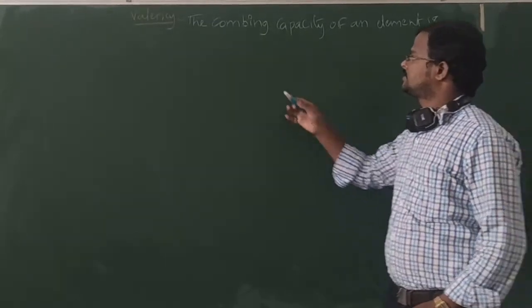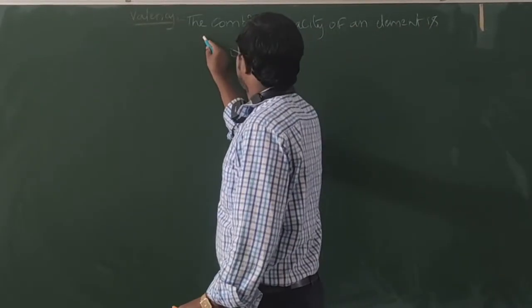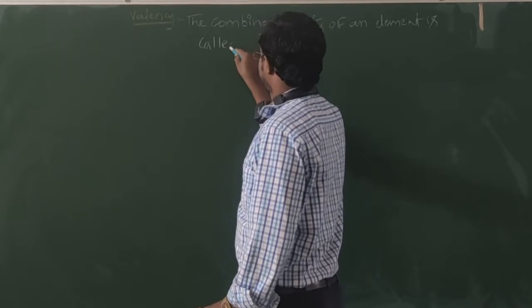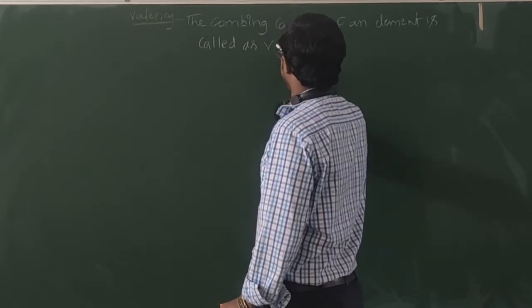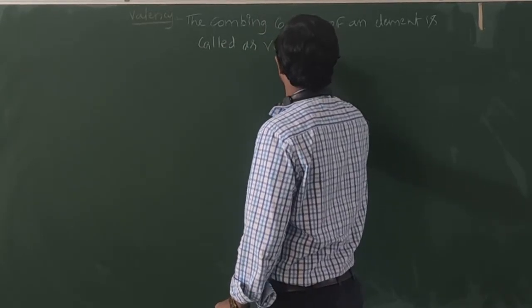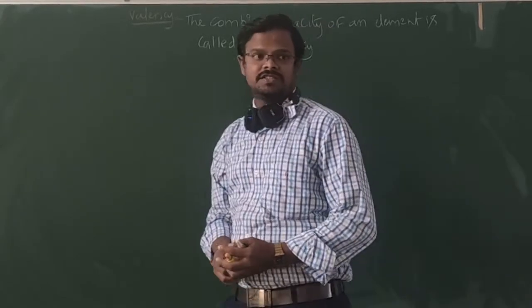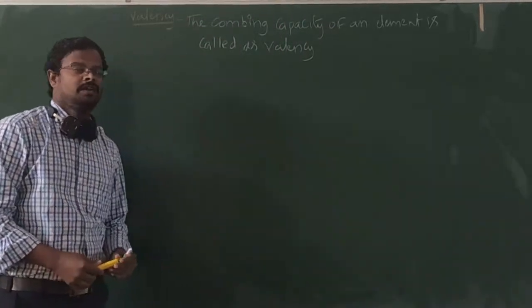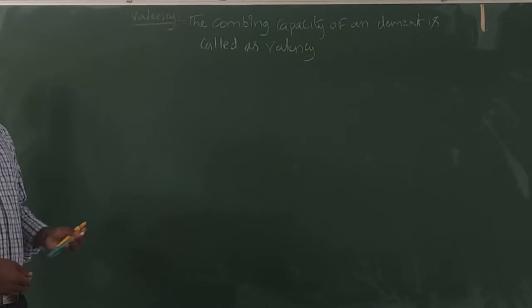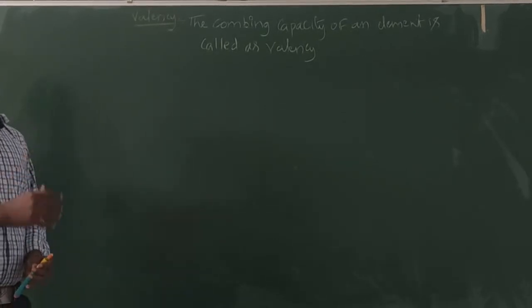is called valency. What is the valency? It is nothing but the combining capacity of an element. So here, if you take group-wise valency.